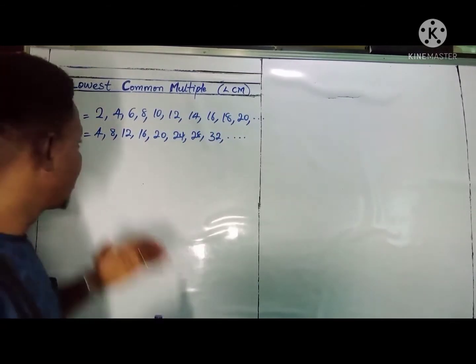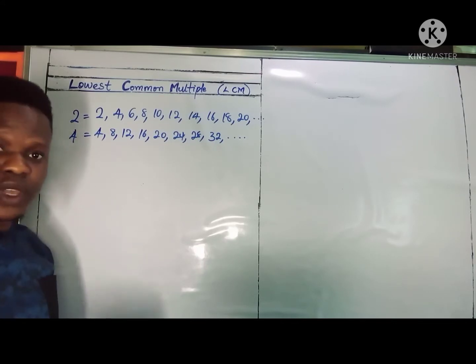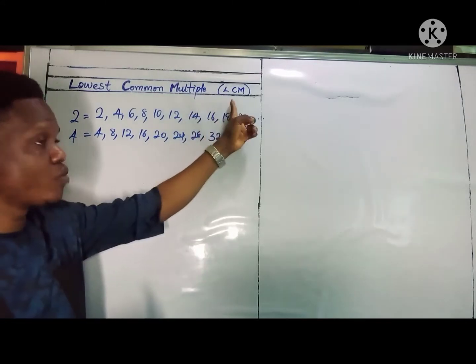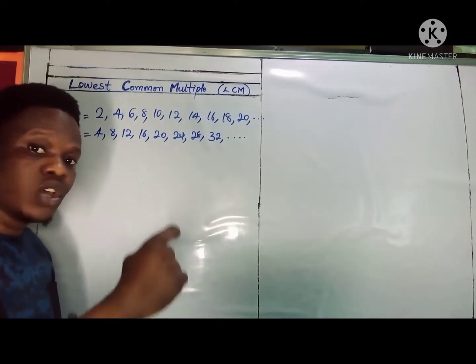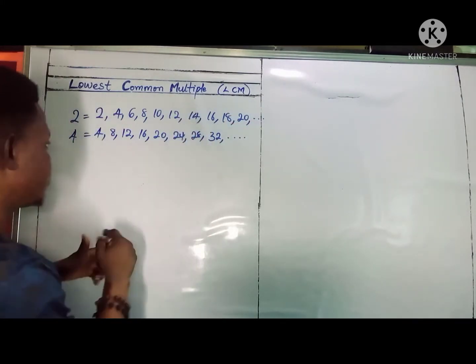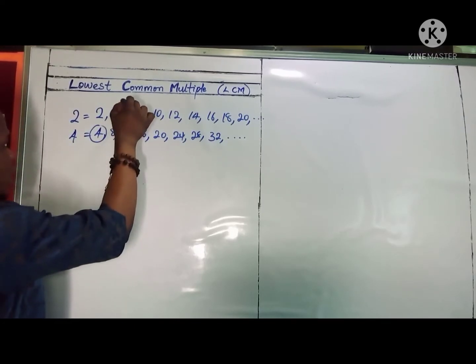Now with these multiples of 2 and 4 we have on the board, we can go ahead and find the lowest common multiple. But before we find the lowest common multiple, let us find the common among the multiples. So we have 4. 4 is common to both numbers.